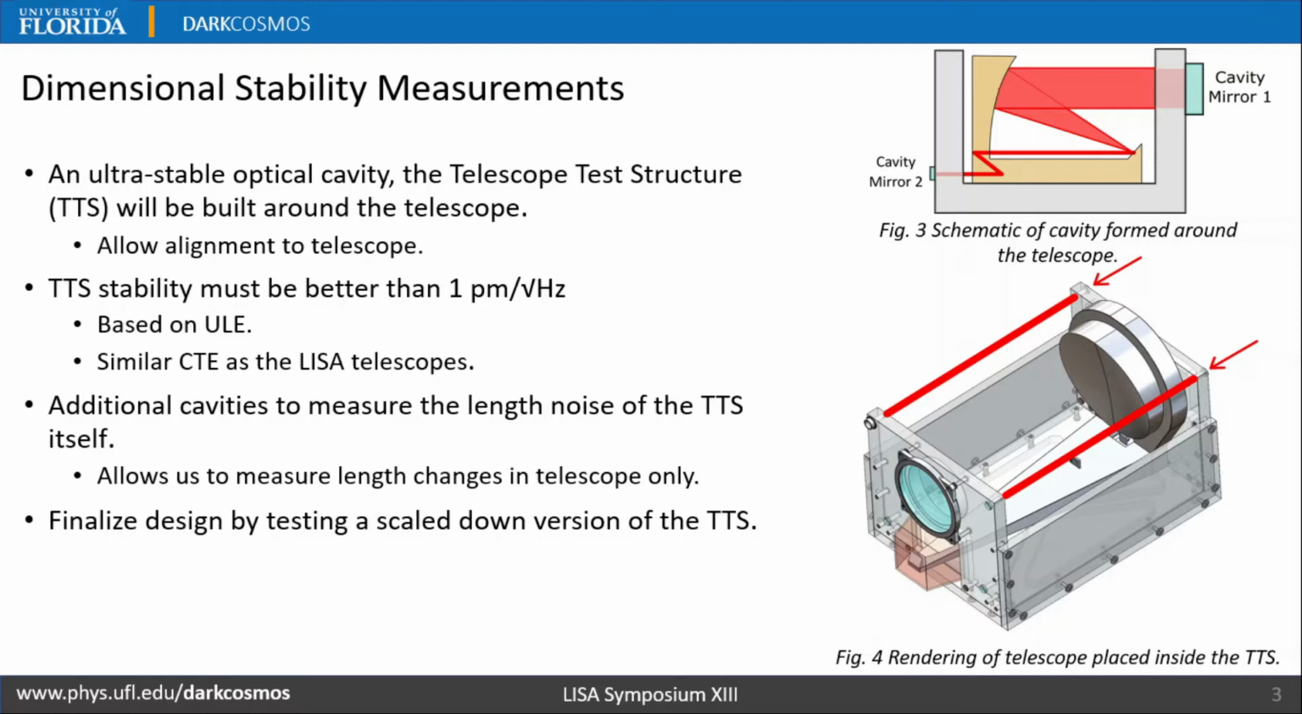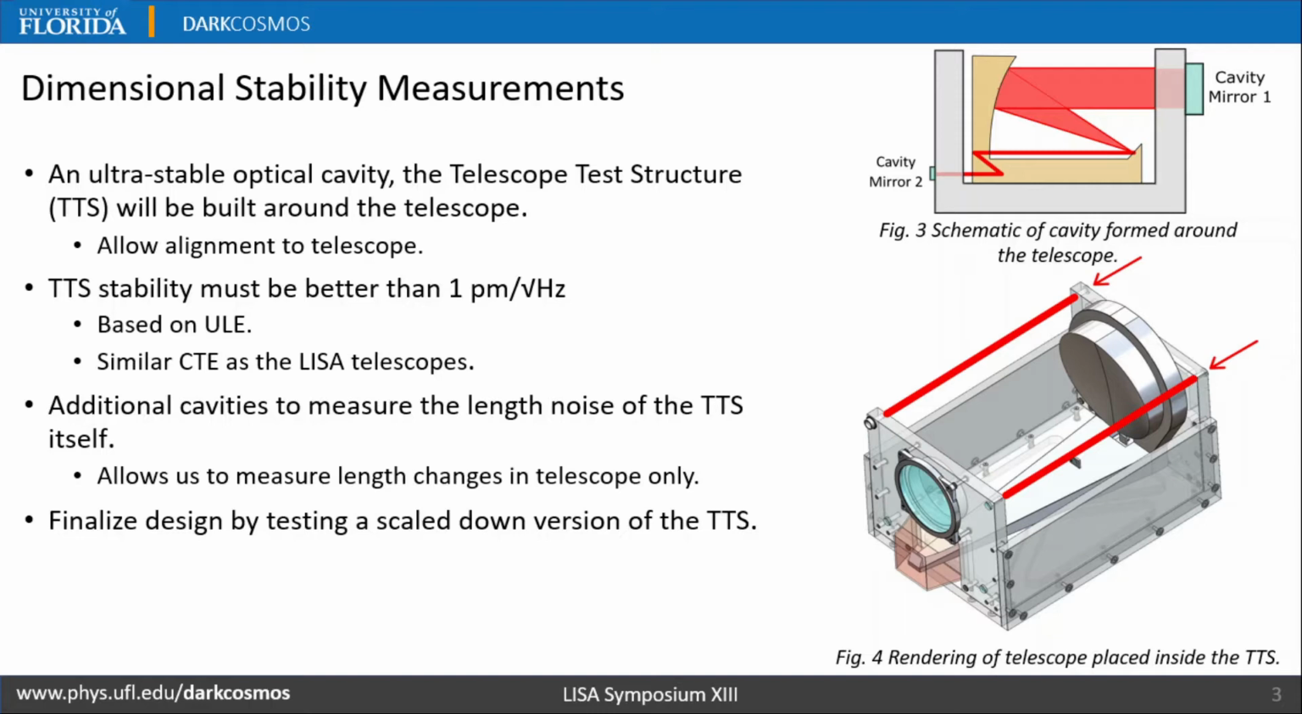Hence, the TTS will be based on ULE, an ultra-stable glass substrate. The CTE of the structure should be similar to that of the telescope, as we will conduct our tests by creating a thermal environment similar to what is expected in flight for LISA. The details about the thermal environment development are in the overview talk by Dr. Pep Sanjuan. Figure 4 is a more realistic model with current designs of the TTS and the telescope.